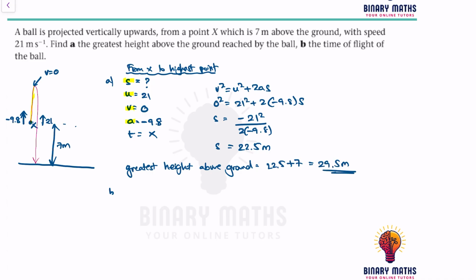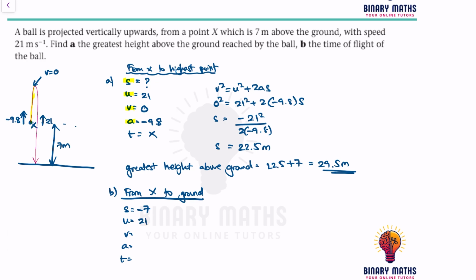Okay, part B, the time of flight of the ball. So that means from X to ground, so the whole journey. Okay, so again, we have to set up SUVAT. Now, because the ball ends up in the negative direction, falling below the point X by 7 meters, the displacement is negative 7, is below. So remember, positive direction was going up, so going down is negative. So minus 7. Initial speed is 21.